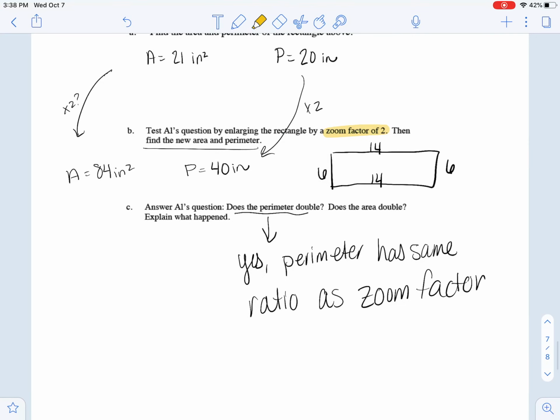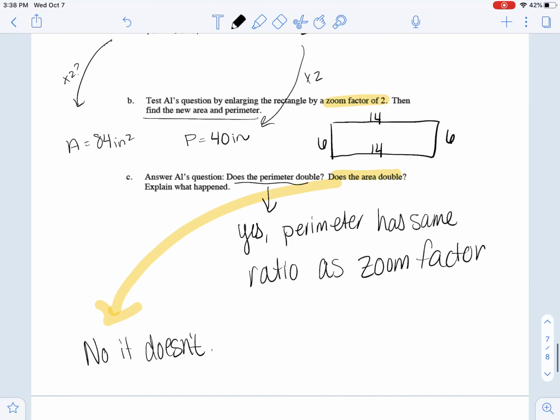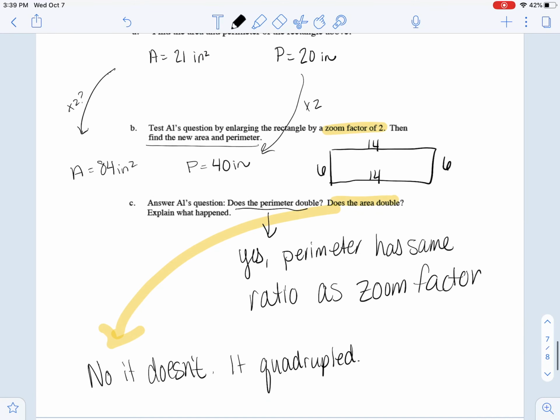Does the area double? In this case, if the area would have doubled, it would have had to be 42. No, it doesn't double. In this case, it quadrupled. We will study how area grows more in a later unit. But right now, I want you to know, a big takeaway from the day is that the perimeter has the same ratio as the zoom factor.